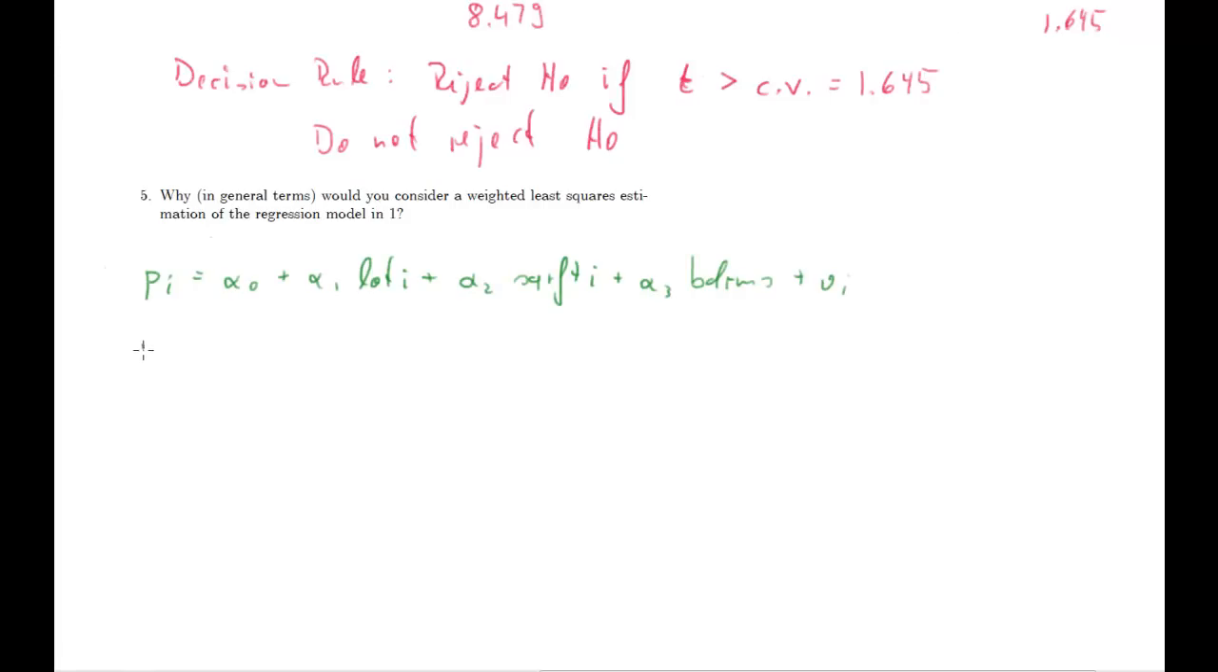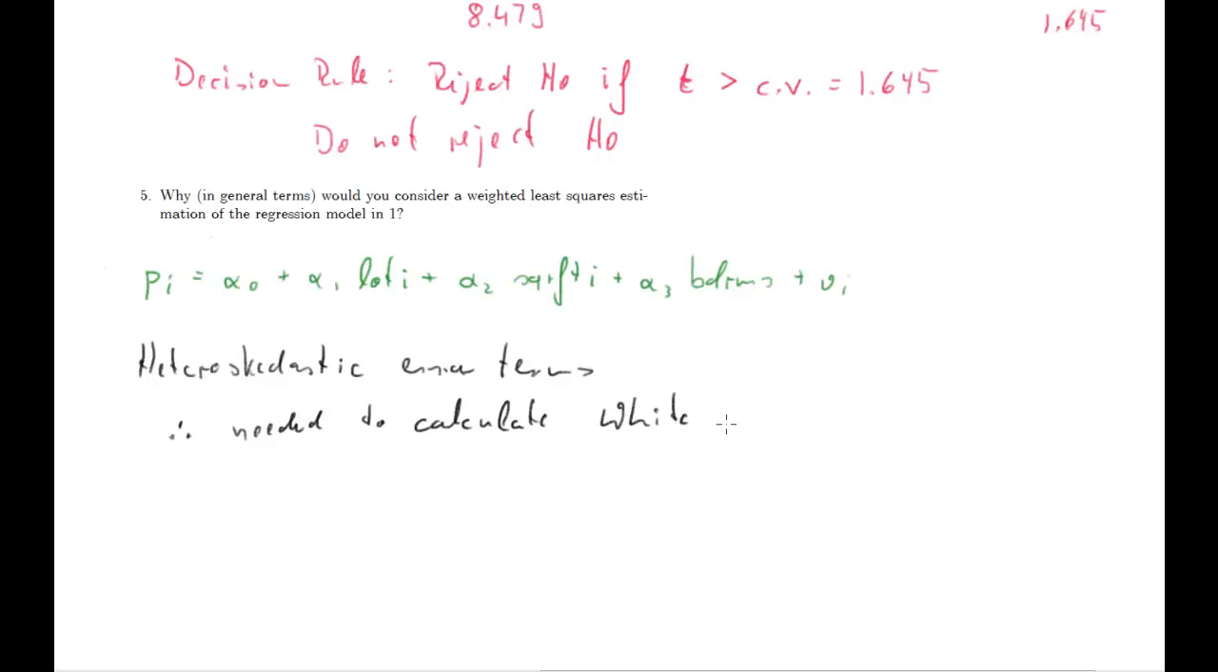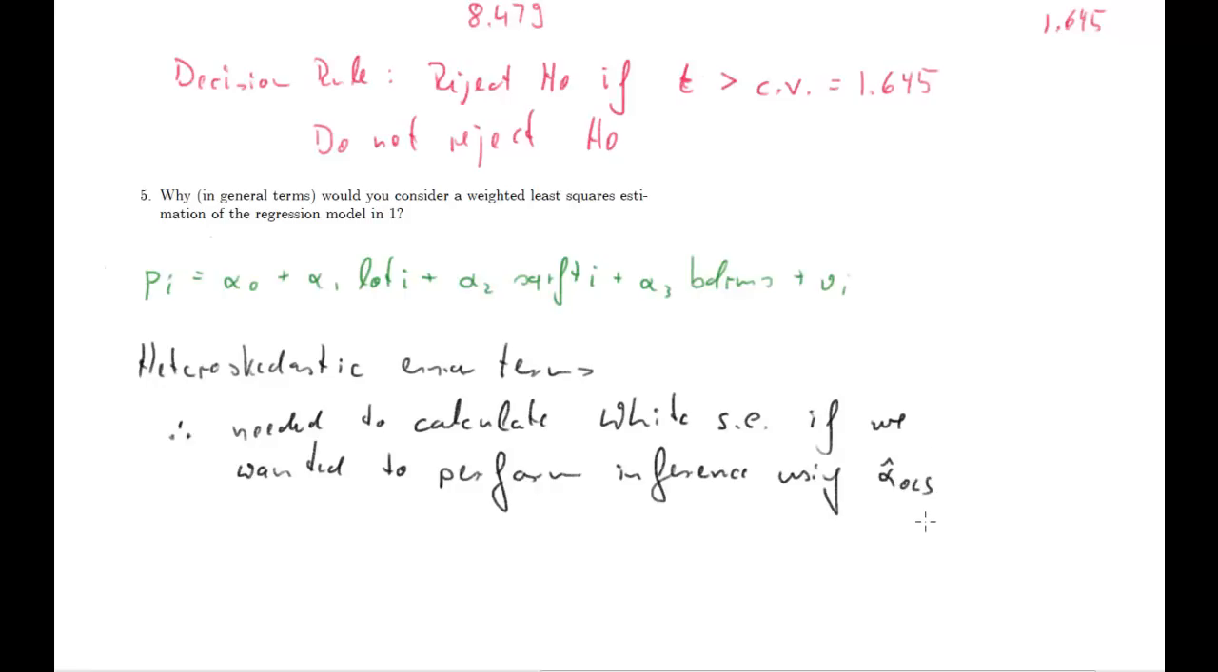So it turned out that we have heteroscedastic error terms. So what was the consequence of that? We needed to calculate White standard errors if we wanted to perform inference, using alpha hat, the estimator of the alphas, when using OLS. Okay, when you use the OLS estimates, which we use, then we had to use White standard errors.